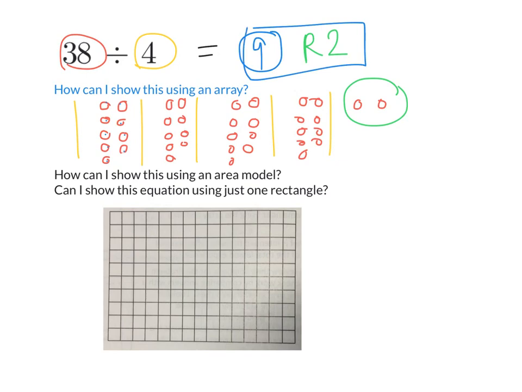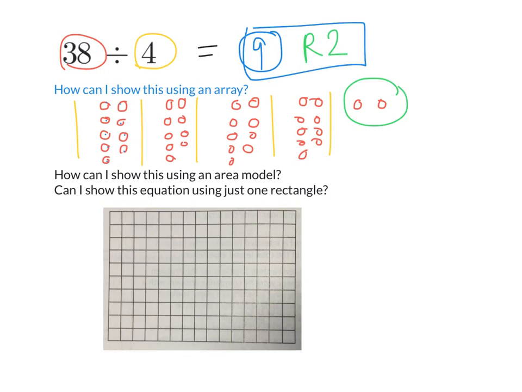The remainder is also part of the answer. Don't forget that. The quotient is 9, the remainder is 2, but the whole thing is the answer. Now, based on our last example, when we had a remainder of 1, could we add that 1 square to our area model, or did it have to be a separate rectangle? It had to be separate. It was something extra on the side.